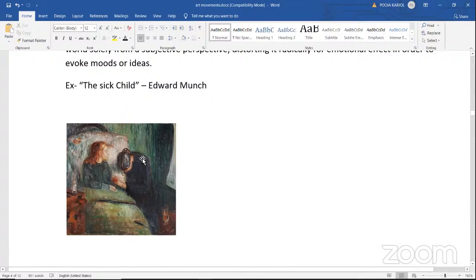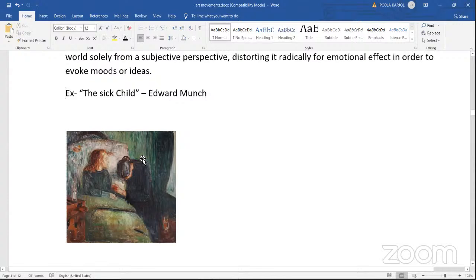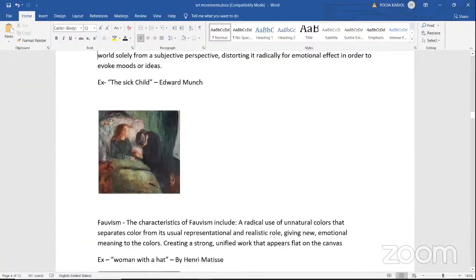This woman's position is, how do I say, a frail person. Okay, it is distorted to show a sick mood. If you look at it without the title also, you can see that there is a helplessness in the painting. Okay, that evokes moods. That is a particular style of painting, expressionism.